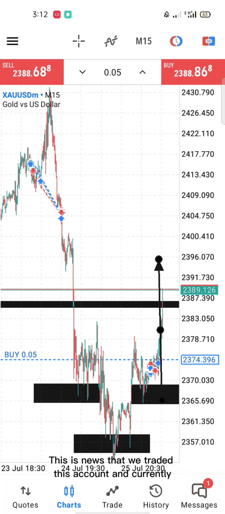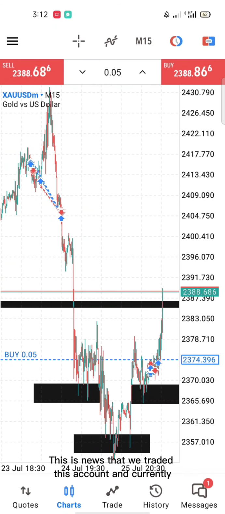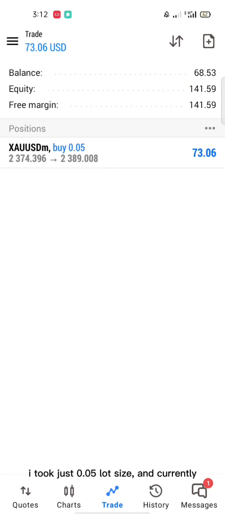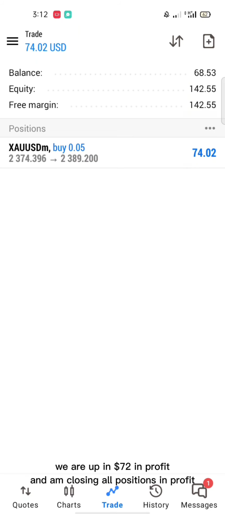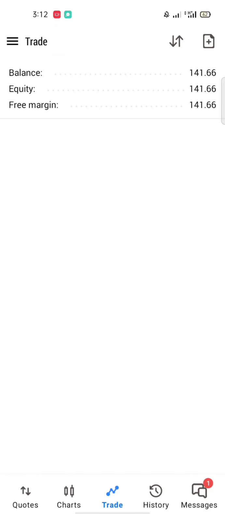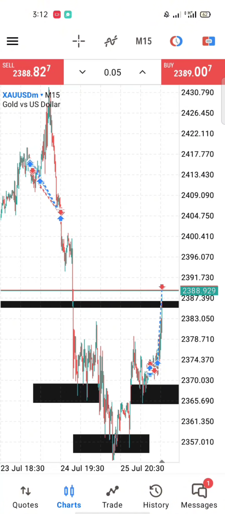But this is the news: we traded the account, and I took just 0.05 lot size. Currently we are up $72 in profit, and I'm closing out positions in profit. This $50 account is being taken to a mighty height, and currently we are up $141.66 in that very trade.